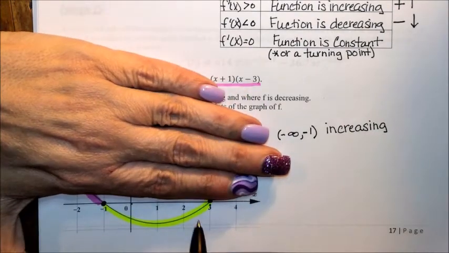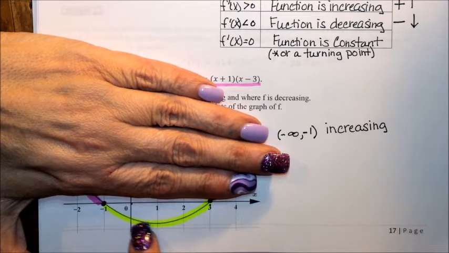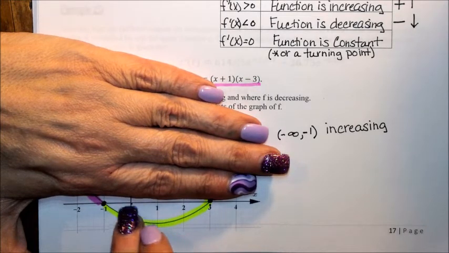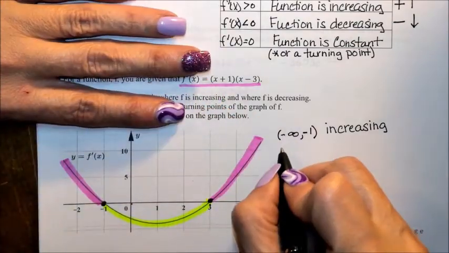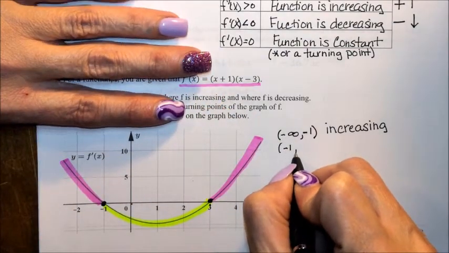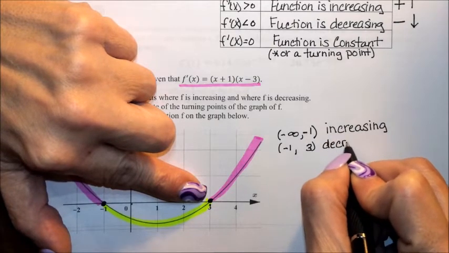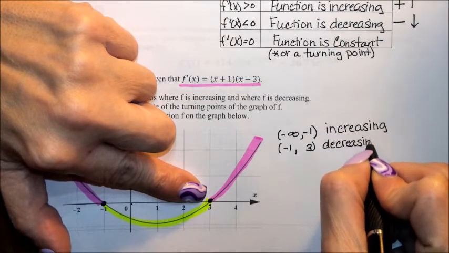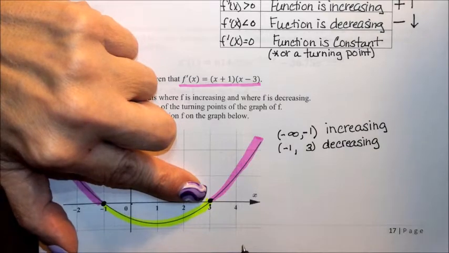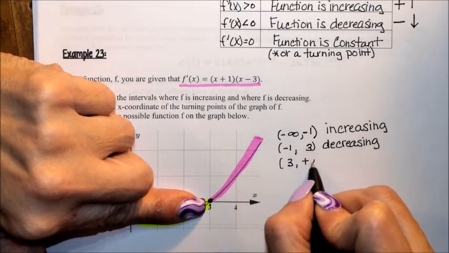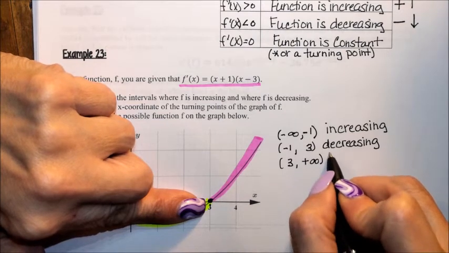Okay, but then this happens, and we get low. f prime of x is less than 0. So that means from negative 1 to 3, we are decreasing. The function is decreasing. And then from 3 to positive infinity, we're increasing again.